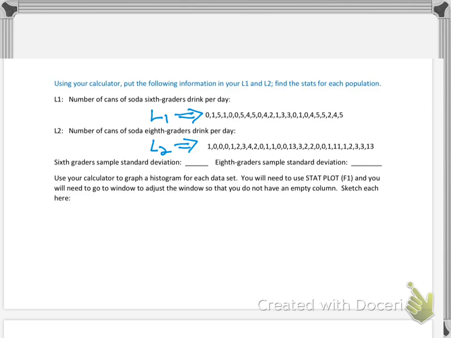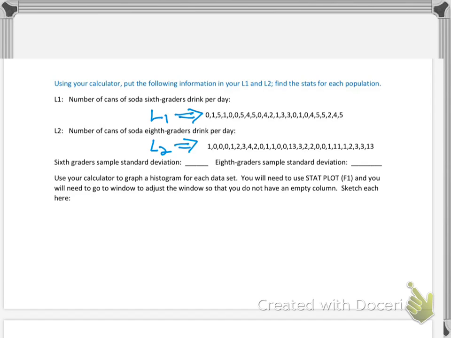Okay, once you hit clear, then you can type in vertical data for L1 of the data points that we have right here. When you have them all typed in, let's see how many we should have. You should have 24 students involved, and if you type your data correctly, checking as you go, you'll have 24 data points.